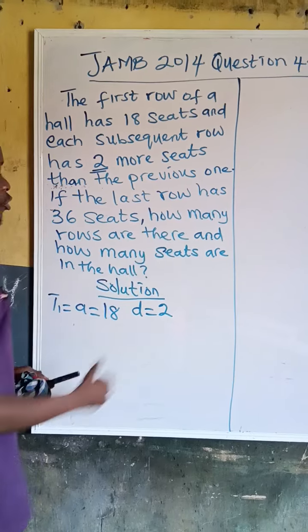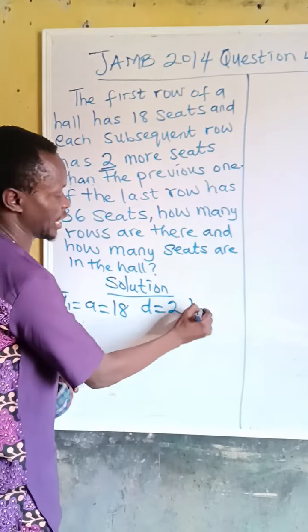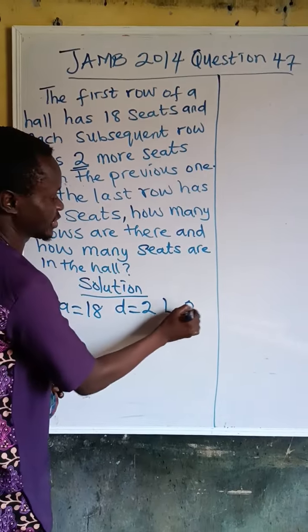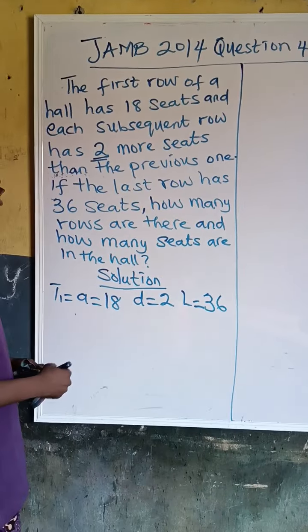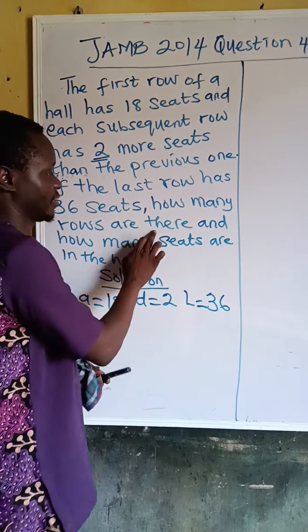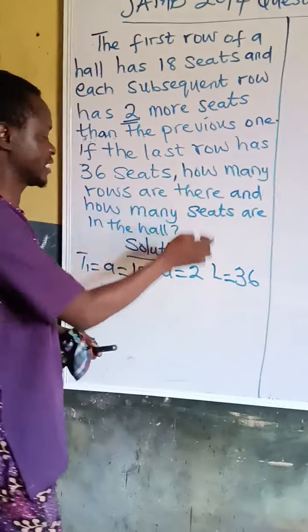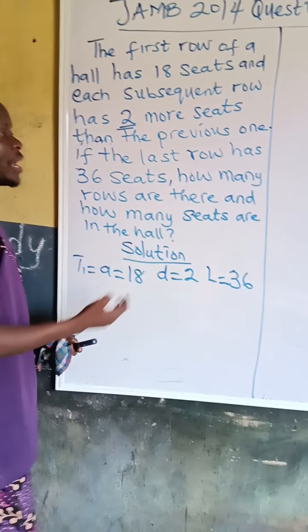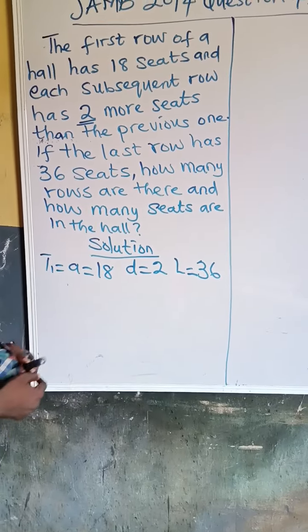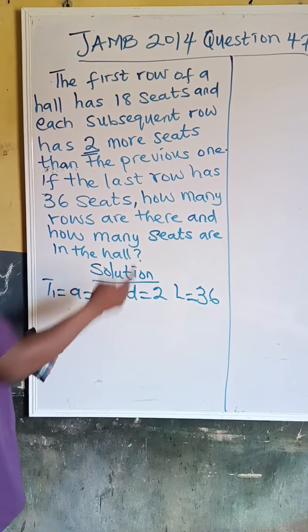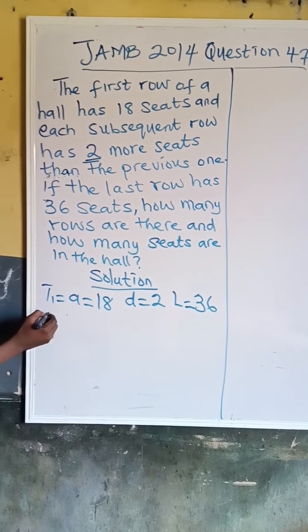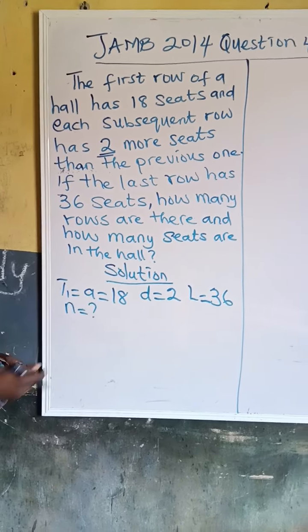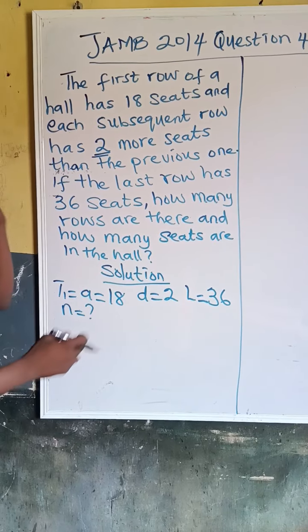If the last row, and we know that the last term will be L, equals 36. How many rows are there? And how many seats are in the hall? We are asked to look for 2 things in the question. The first is how many rows, which is our N. How many rows? So we want to find the number of rows.